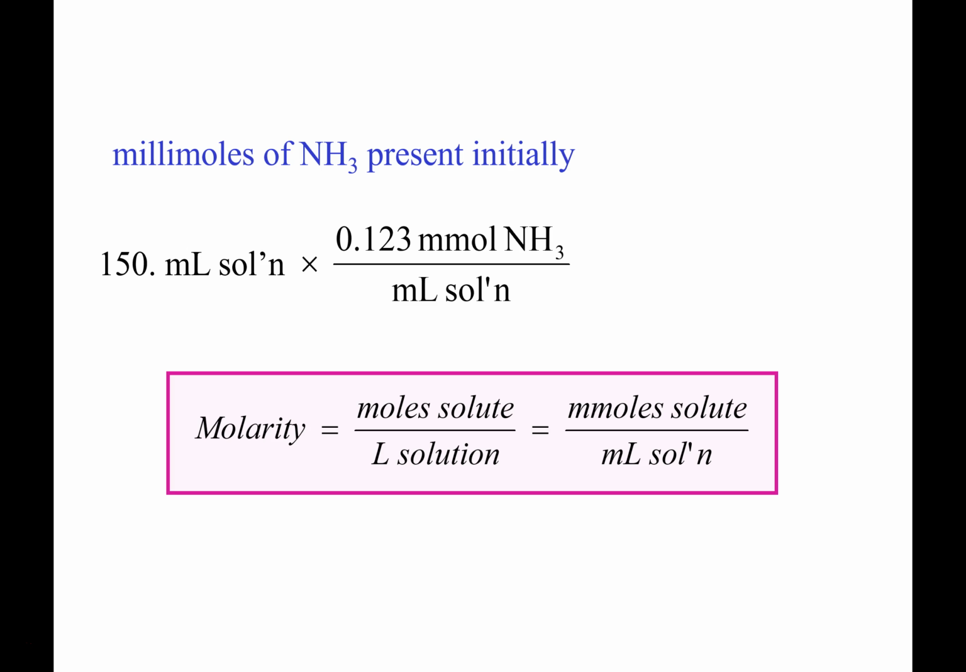So we haven't done this yet. This actually is kind of nice. Notice I'm not going to convert it to liters. I'm going to keep it in milliliters, and then what I'll end up with is millimoles. So from the molarity, 0.123 molar means 0.123 moles per liter. It also means 0.123 millimoles per milliliter. So now our milliliters cancel out, millimoles of NH3, which looks great. 3 sig figs, you're looking at 18.5 millimoles of NH3, what you start with.